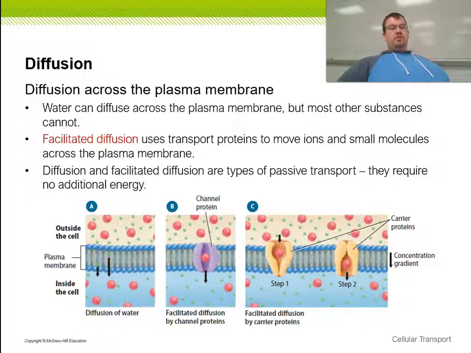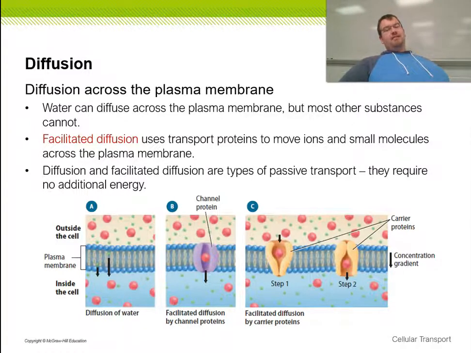Nothing, no issues whatsoever. It will go completely across the plasma membrane, but most other substances cannot do this. So then they'll use a process called facilitated diffusion. And you remember those transport proteins we talked about when we were talking about the plasma membrane. I talked about how important those were. This is why it's important. They're used in this facilitated diffusion, and they're used to move these ions or small molecules across the plasma membrane.